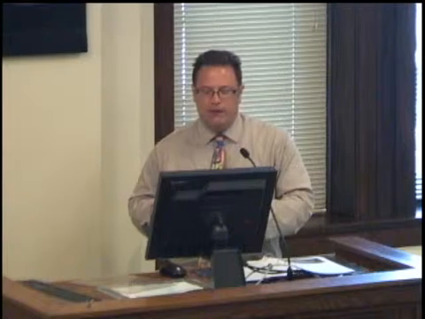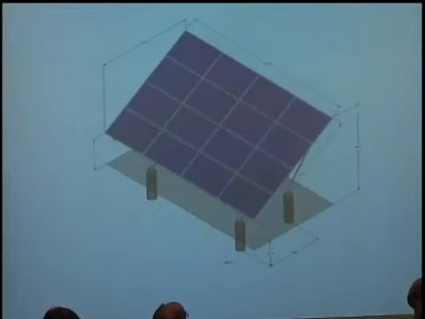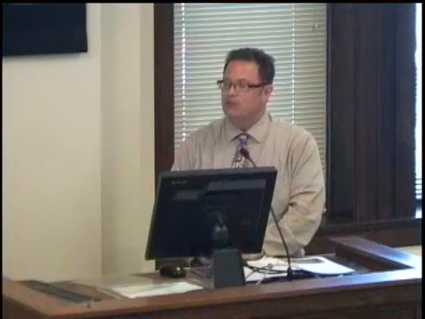Taking a look at the property, this is a view of the backyard here and where the solar array would be placed. Again, it would be a 30-square-foot area with some concrete footings in there and about 10 feet in height. This is a picture of what the solar array would look like there. Another view of it. So I can stand for any questions. Thank you.